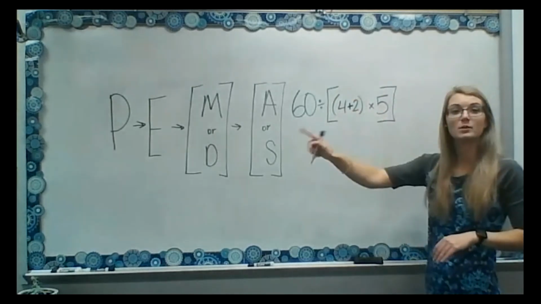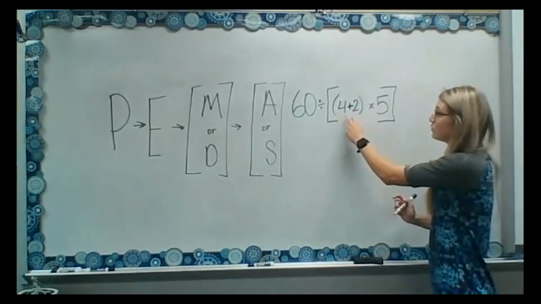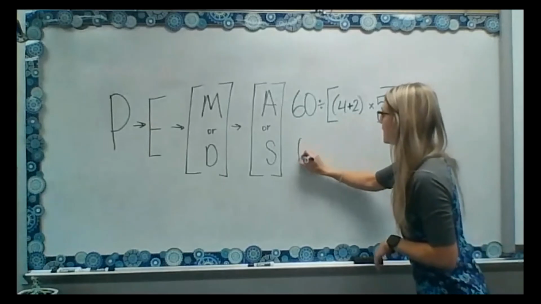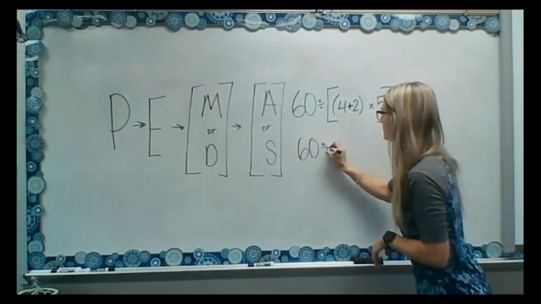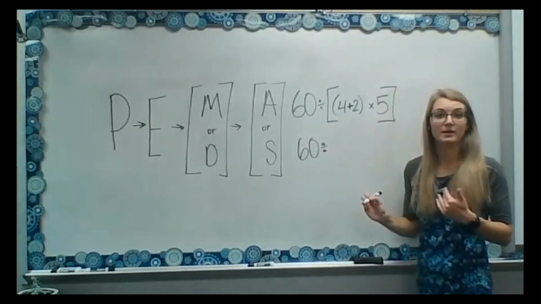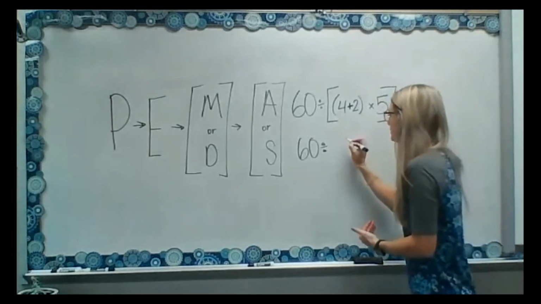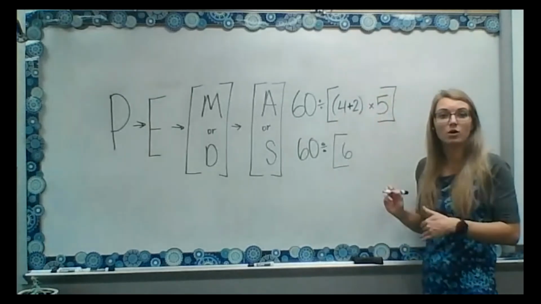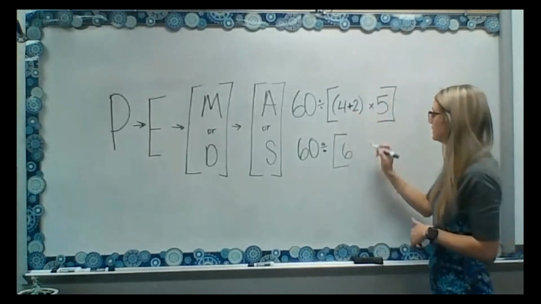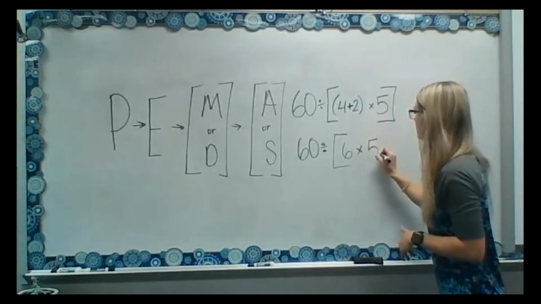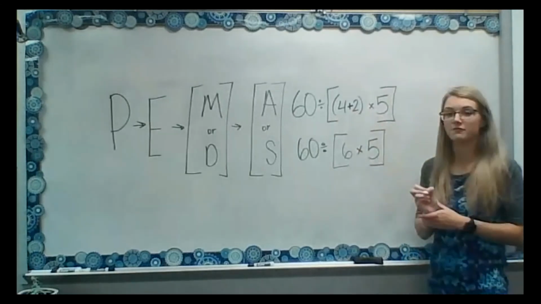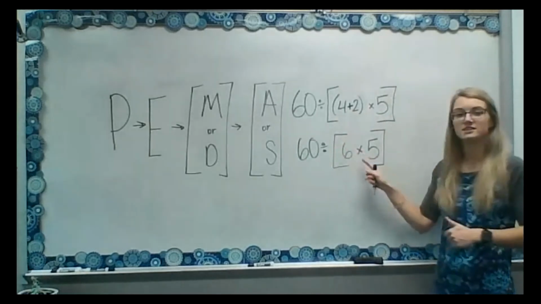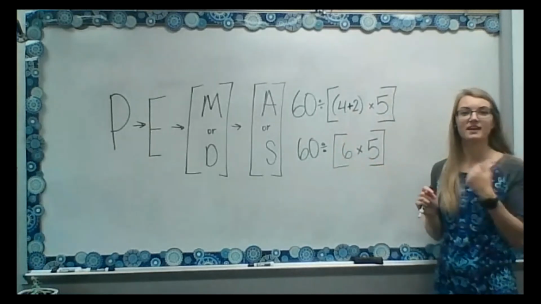And which one's going to come first? Parentheses, right? So I have to do 4 plus 2. What's 4 plus 2? 4, 5, 6, right? So I'm going to copy down the rest of my problem, right? Because we want to make sure that we're bringing everything down with us. And we're done with the parentheses. We've solved all the problems in the parentheses. So then we can drop the parentheses, bring down our times by 5, and now we have 60 divided by the product of 6 times 5.